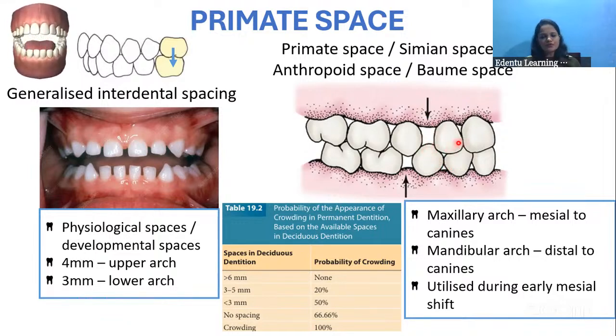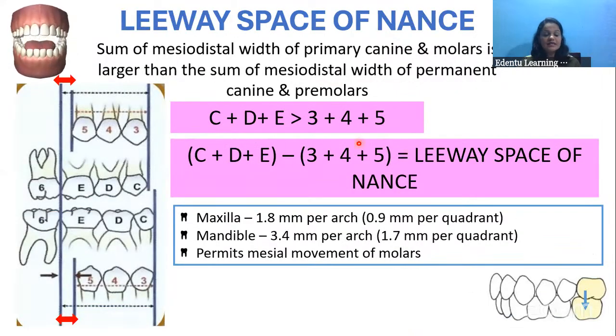Okay, so in future what happens is that the mandibular molars will go towards the front a little bit, and the maxillary molars will come and reside in the mesiobuccal groove. Okay, so these spaces are important. This is called the primate spaces. Okay. Now next is the leeway space of Nance.